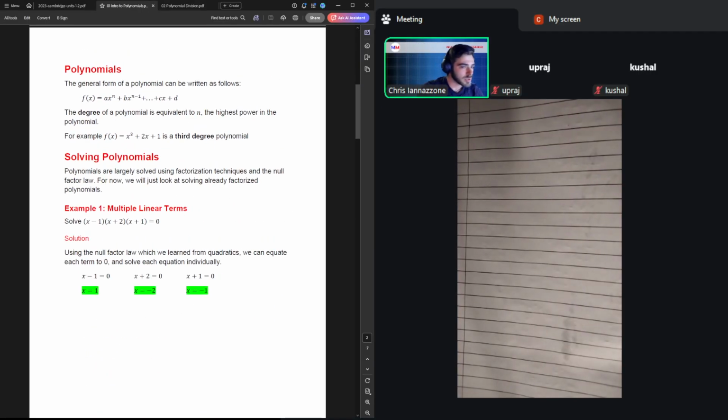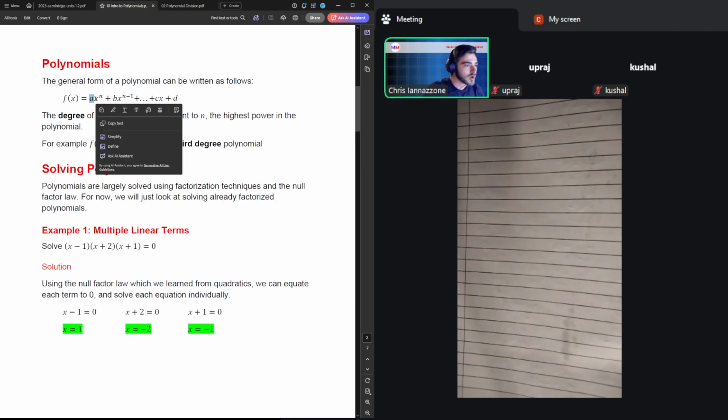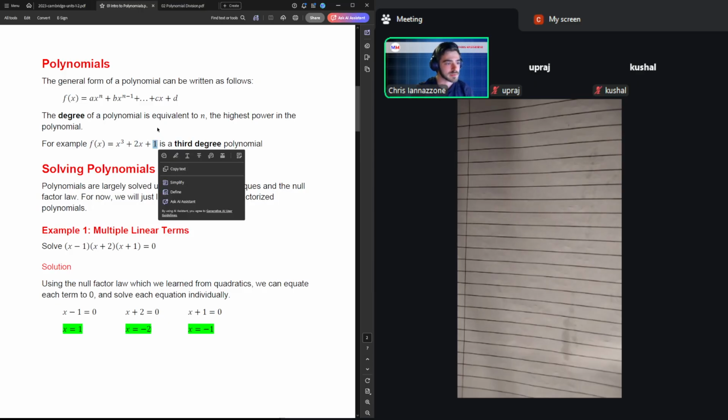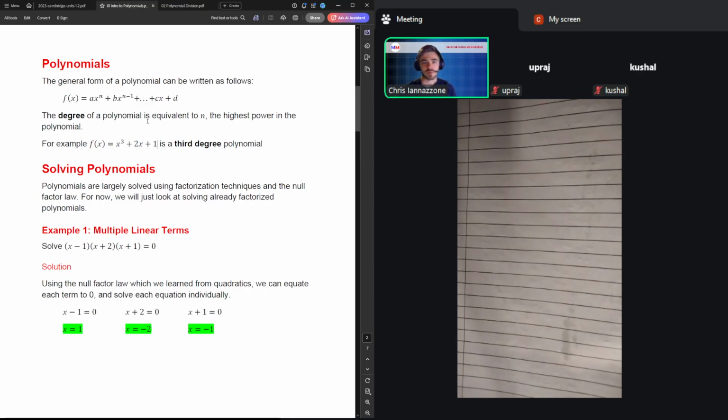What is a polynomial? We're looking at the screen share for this one. So a polynomial is basically any sequence of power terms, right, where you have all these coefficients of x to the power of something. Like for instance, x to the power of 3, that would be like an x to the power of 1, x to the power of 0. You have a sequence of x to the power of something.